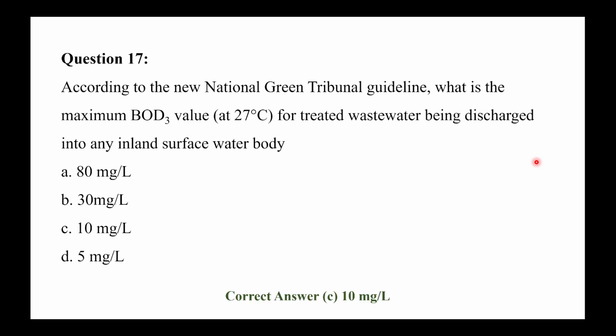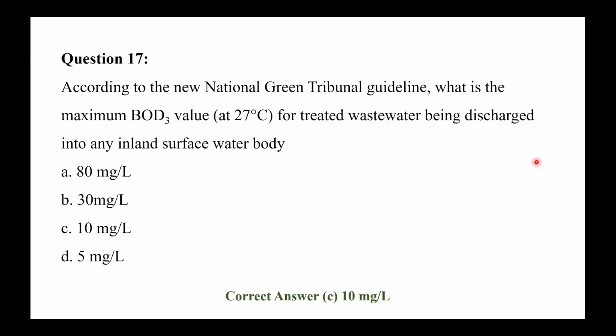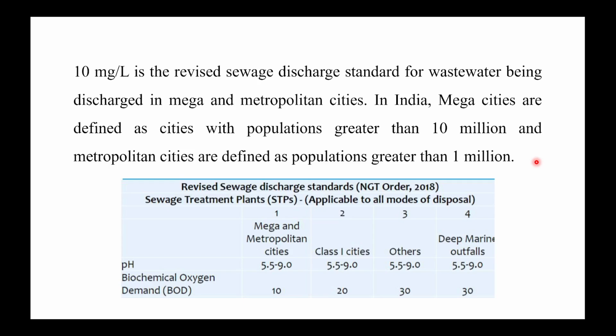So earlier it was 30 mg per liter, but now the new guidelines have reduced it to 10 mg per liter. Okay. So 10 mg per liter is the revised sewage discharge standard for the wastewater being discharged in the mega and metropolitan cities. In India, mega cities are defined as the cities with population greater than 10 million, and metropolitan cities are defined as the population greater than 1 million.